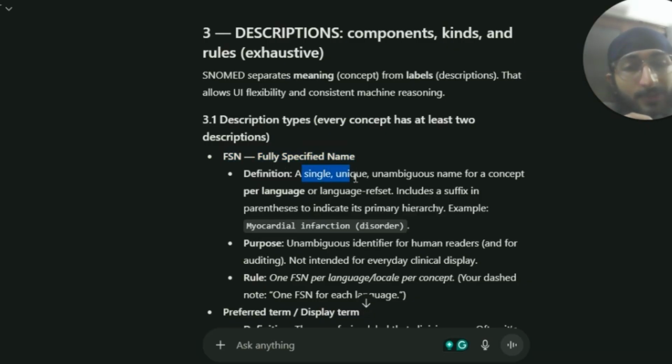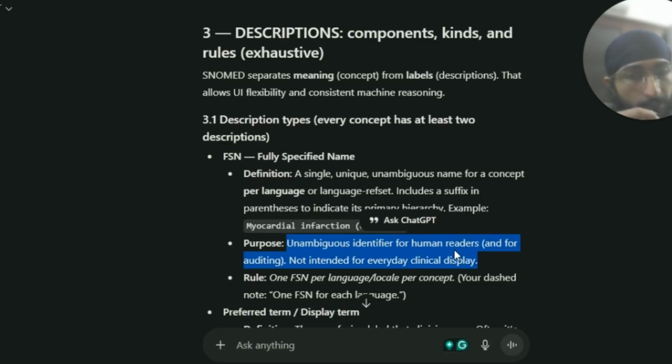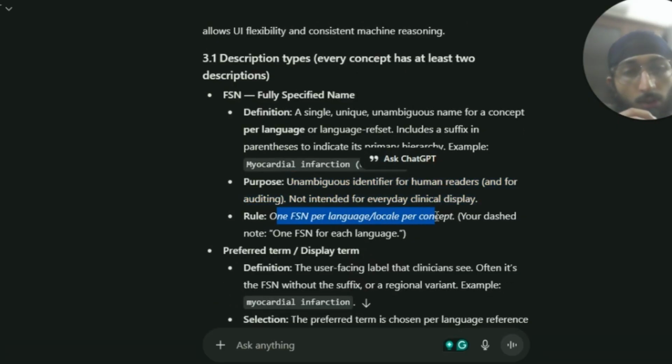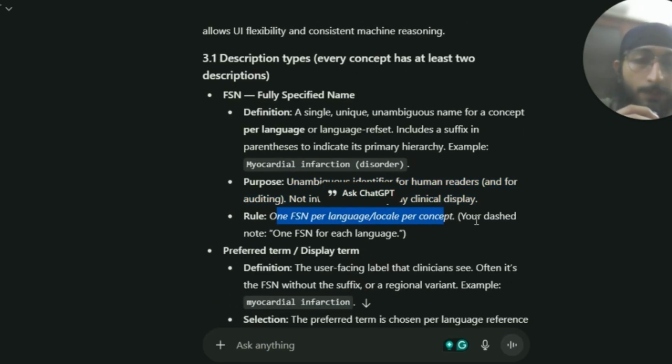Fully specified name is a single, unique, unambiguous name for a concept per language or language reference set. It includes a suffix in parentheses to indicate the primary hierarchy, for example, myocardial infarction (disorder). The purpose is that it allows us to have an unambiguous identifier for human readers and for auditing, not intended for everyday clinical display. The rule is one FSN per language or locale per concept.